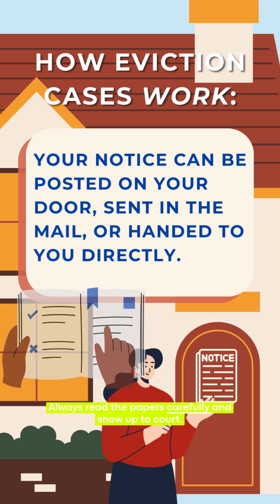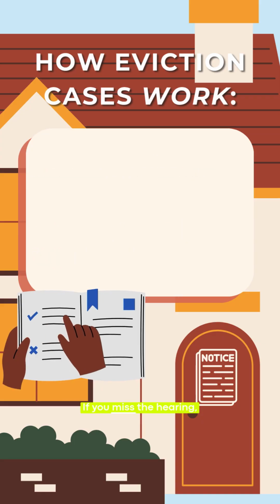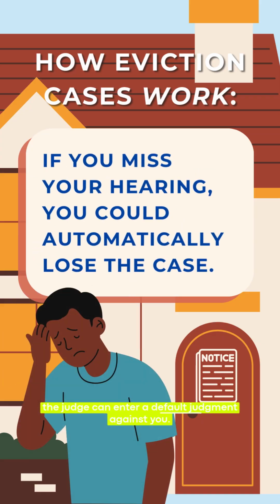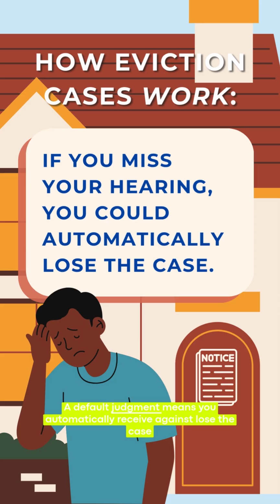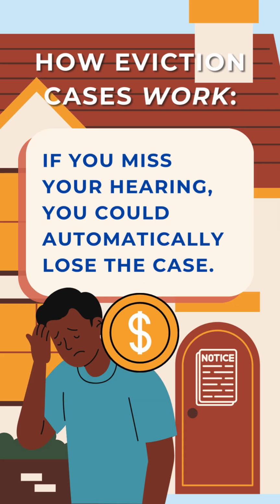Always read the papers carefully and show up to court. If you miss the hearing, the judge can enter a default judgment against you. A default judgment means you automatically lose the case and may be ordered to move out or pay your landlord.